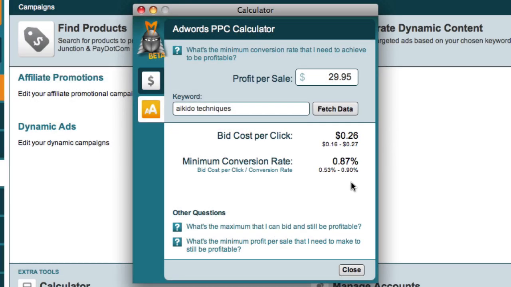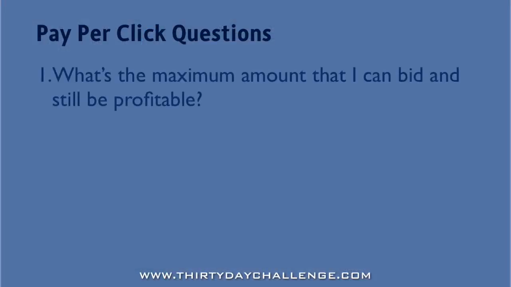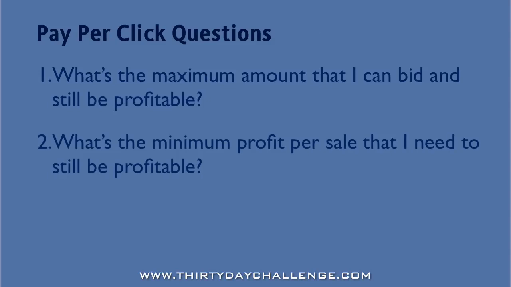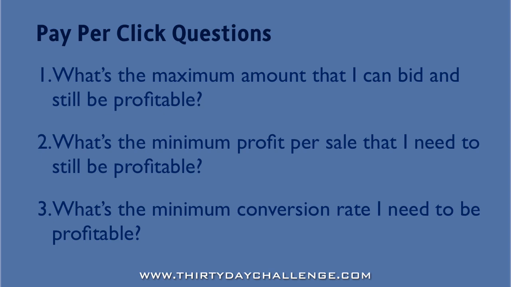So there you have it. The Adwords Calculator inside Market Samurai is a great way to answer some of the questions that you may come across when you're using pay-per-click traffic. You can determine the maximum amount that you can bid and still be profitable, which is a good way to minimize your long-term AdWords expenses. You can identify the minimum profit per sale you need to be profitable for a specific keyword, which is useful when you're evaluating different products. And finally, you can assess the minimum conversion rate you need to be profitable, which is a good way to assess the commercial viability of a particular product and keyword combination.